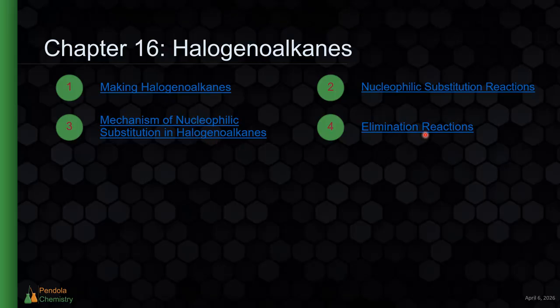And finally, we'll look at another type of reaction that halogenoalkanes can undergo, which are elimination reactions. So those are the 4 sections we'll see in this chapter, but let's focus on section 1 and the making of halogenoalkanes.